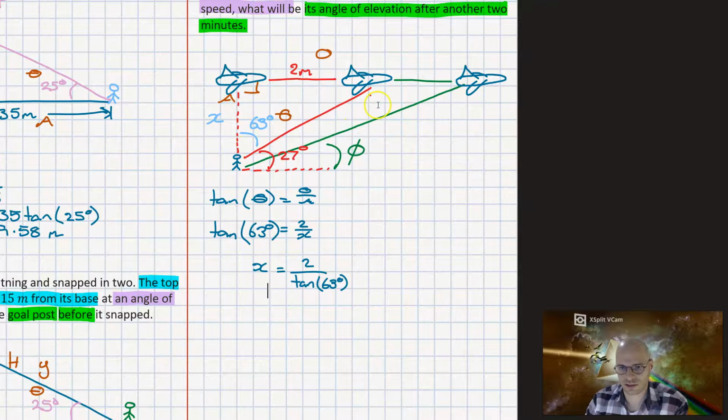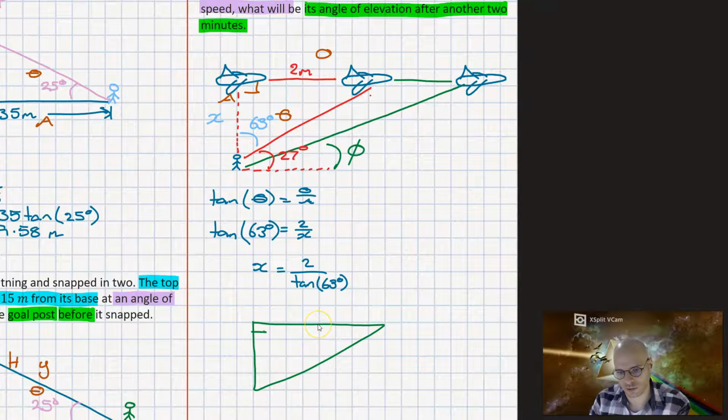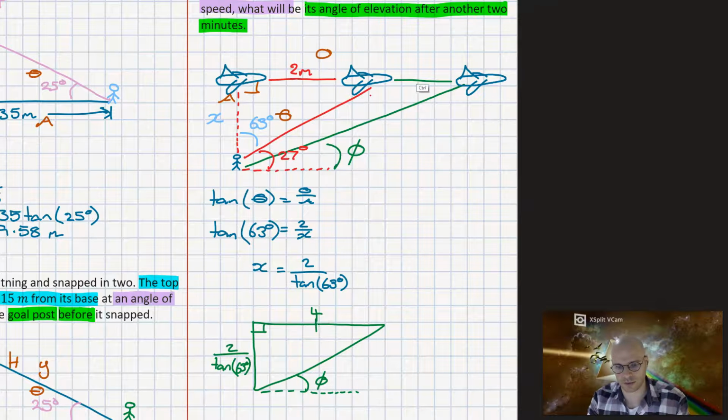The next question is abstracting this diagram a little bit further. So we're going to have a green triangle, like so, with a right angle in here. And this side length, or the vertical height here, is going to be 2 over tan 63 degrees. And what we're looking for is phi, which is outside over here. And we're going to know that the next part up here is going to be 4. So when we're looking at the 2 up here, we've got another 2 minutes over here. So we're going to get a total of 4 minutes over here.